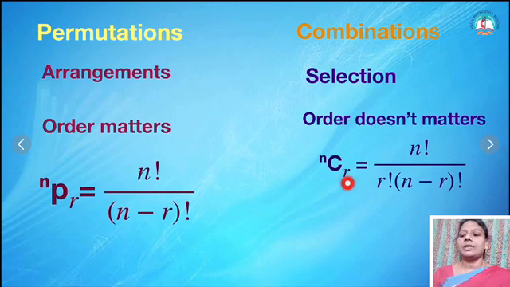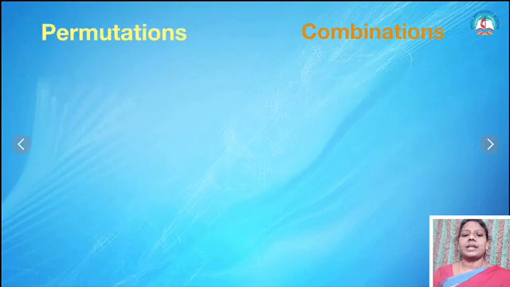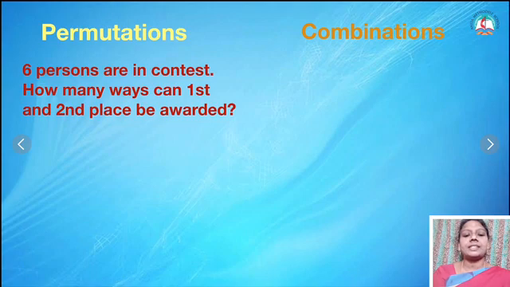Now next, I am giving examples of permutations and combinations. In permutations, what is the difference here? 6 persons are in a contest. How many ways can first and second place be awarded? So the places are prescribed here, first order, then second order. So there is an order.